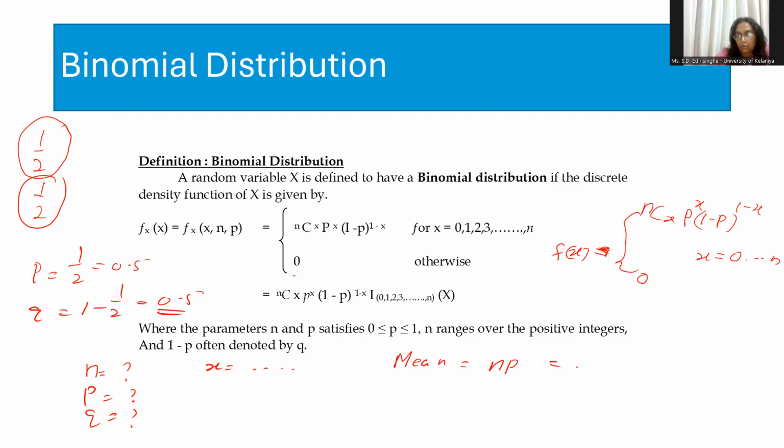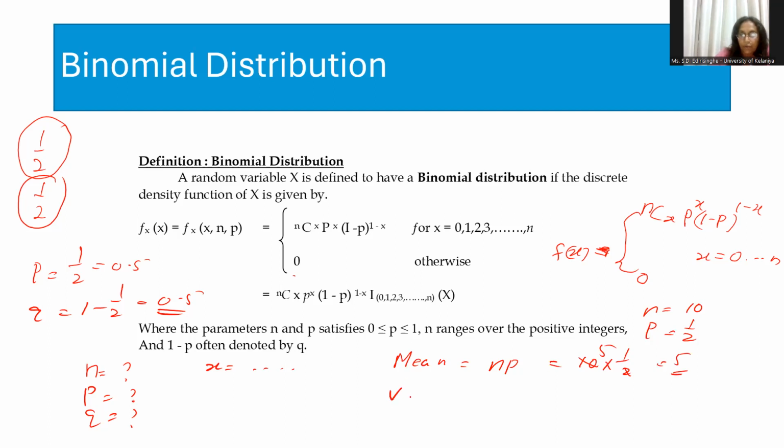That means count the sample size, and find the probability of getting success. For example, n equals 10, p equals half. So what is the mean of that distribution? 10 multiplied by half. The mean here is 5.